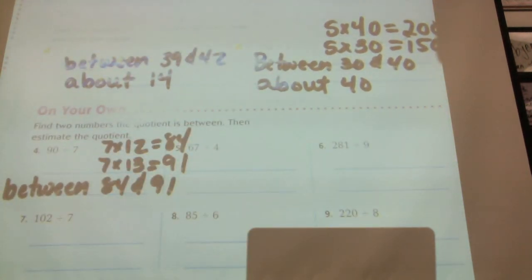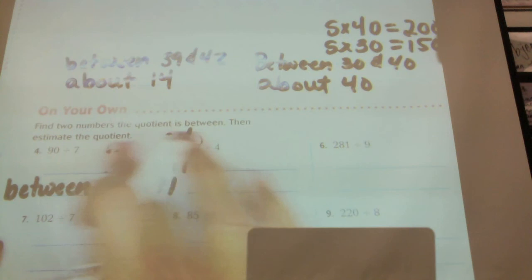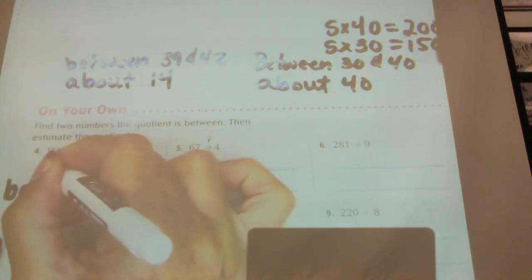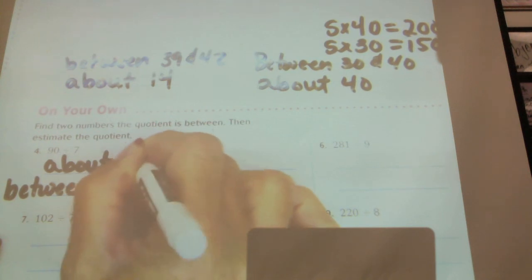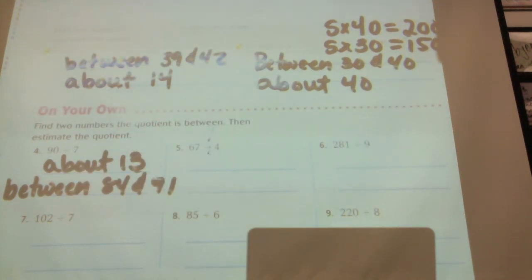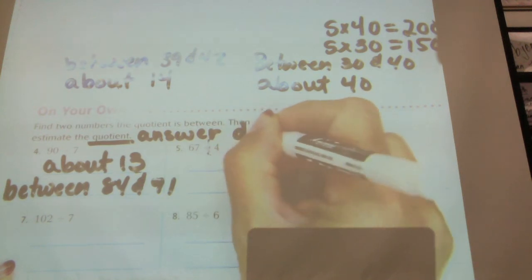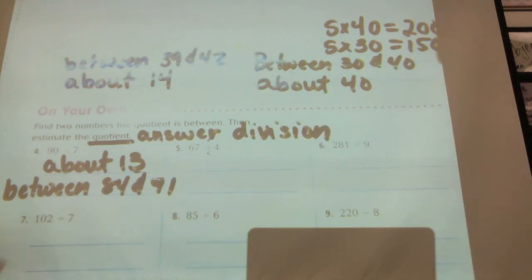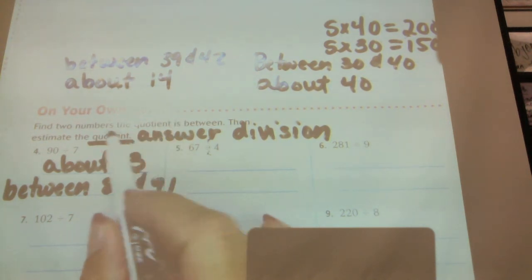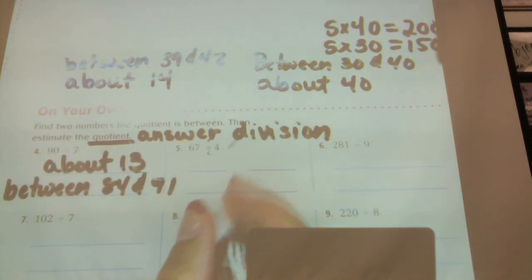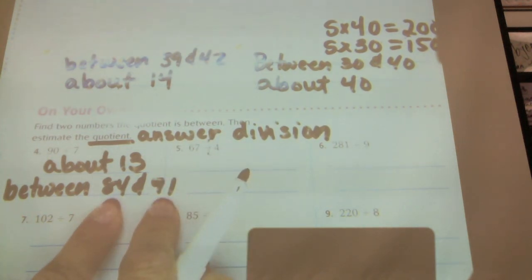It's between 84 and 91. And which one was closer? The 7 times 12 or 7 times 13? 13. 7 times 13. So I'm going to put that my quotient is about 13. So remember, quotient means the answer when you're doing division. What is the answer when you're doing multiplication? Just tell me. Product. Okay? So when it's asking, find the two numbers the quotient is between, it's between 84 and 91.